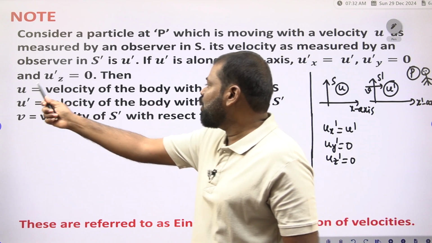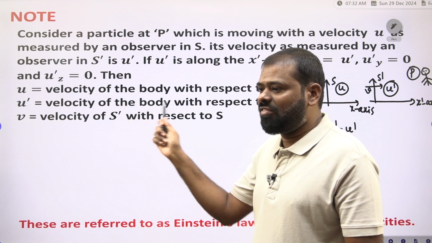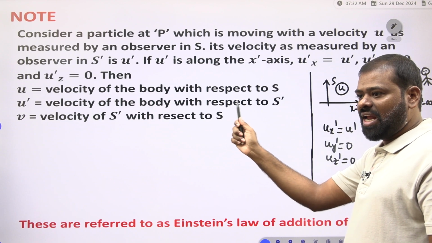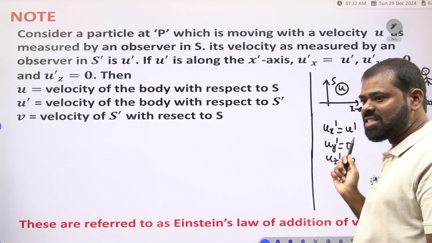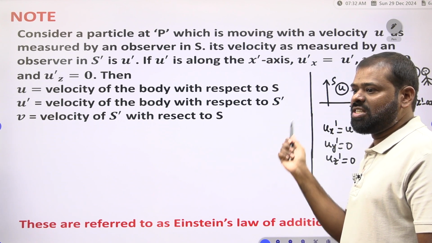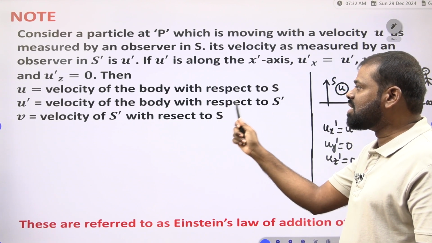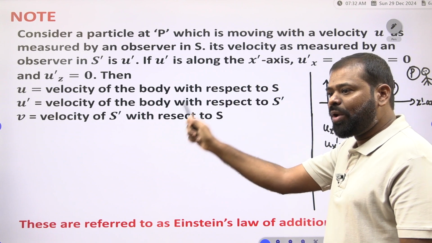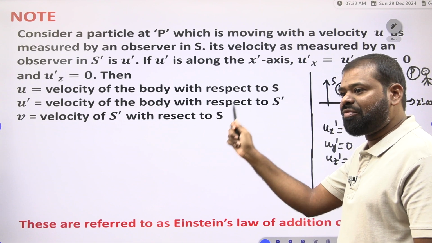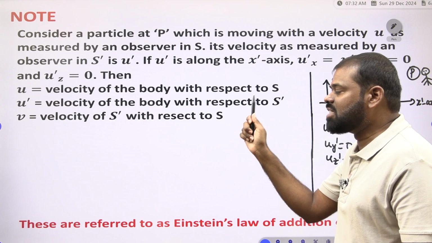Now you have to see, u is the velocity of the body with respect to S. u dash is the velocity of the body with respect to S dash. v is the velocity of S dash with respect to S. This is very important, once again you have to listen. u is the velocity of the body with respect to S, u dash is the velocity of the body with respect to S dash, and v is the velocity of S dash with respect to S.